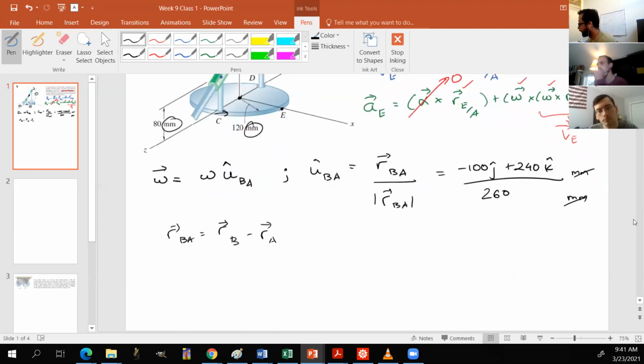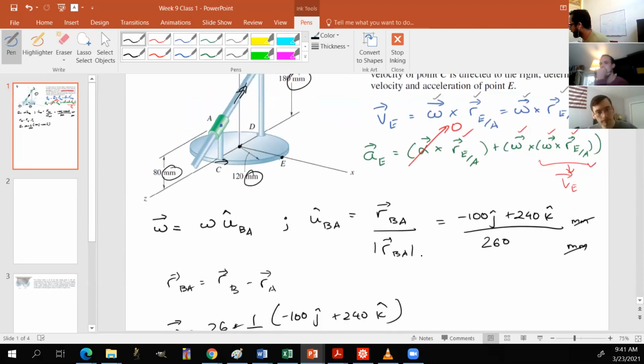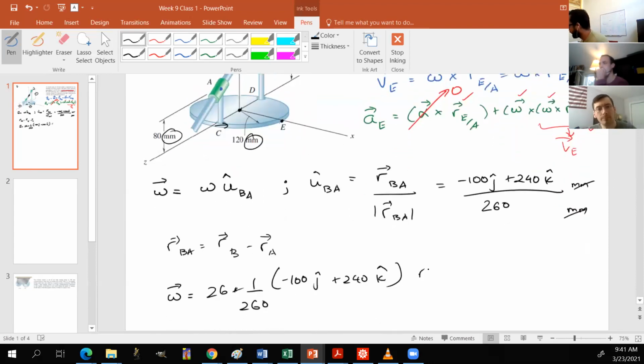Now we can write your omega vector as 26 times the direction of the unit vector. So you have 26 times 1 over 260 times minus 100 j hat plus 240 k hat. And what are going to be the units of this? Radians per second, because the scalar quantity is 26 radians per second, that's what it says.